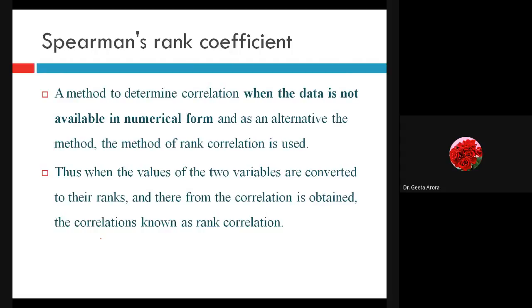So here we are saying that it is a method to determine the correlation when data is not available in numerical form, and as an alternative, the method of rank correlation is used. It means whenever we have values which are not numerical as such, we are going to give them ranks, and then find out the correlation between them, and that correlation is known as rank correlation.